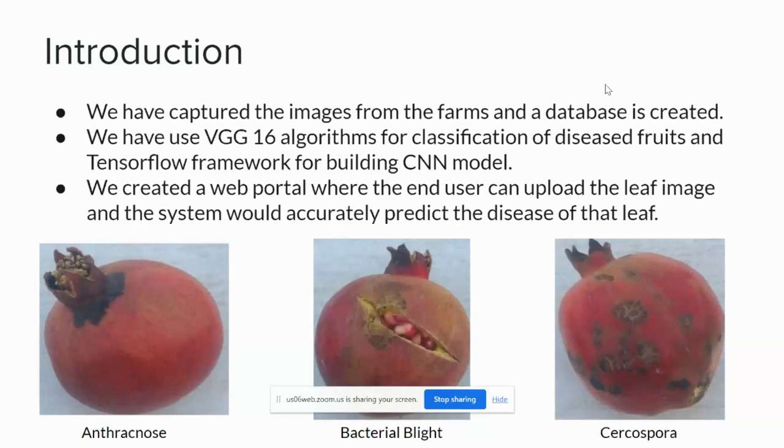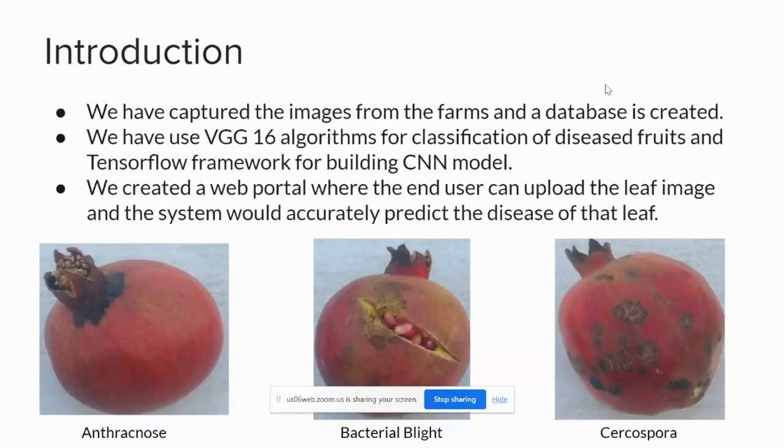There are different types of diseases found in different fruits. In pomegranate, there are basically three types of diseases: anthracnose, bacterial blight, and cercospora. By studying the research papers, we found that bacterial blight is the most common disease found, and most of the papers have focused on it, but we have considered all three types of diseases. Then we created the database by manually capturing images from the farms, and we also took help of the domain expert so that we can identify whether the fruit is healthy or has some kind of disease, and what kind of disease it is, based on the pictures.